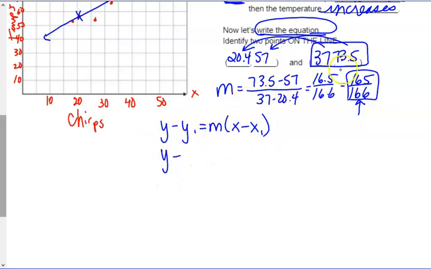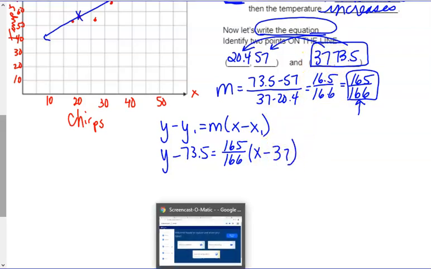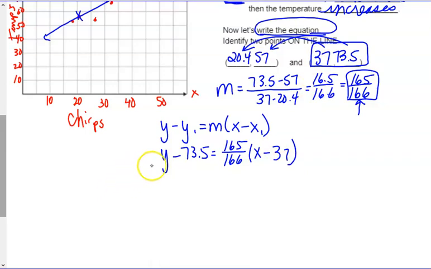So let's go y minus the y value of my point, which is 73.5, equals the slope, which was 165 over 166. Make sure you reduce that fraction as far as you can, times x minus the x value of my point, which in this case is 37. Now, that's the point slope form, but let's go ahead and get that into y equals mx plus b form.